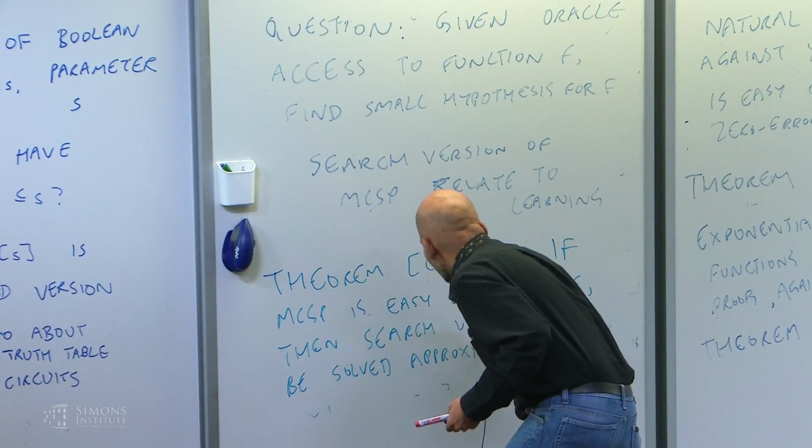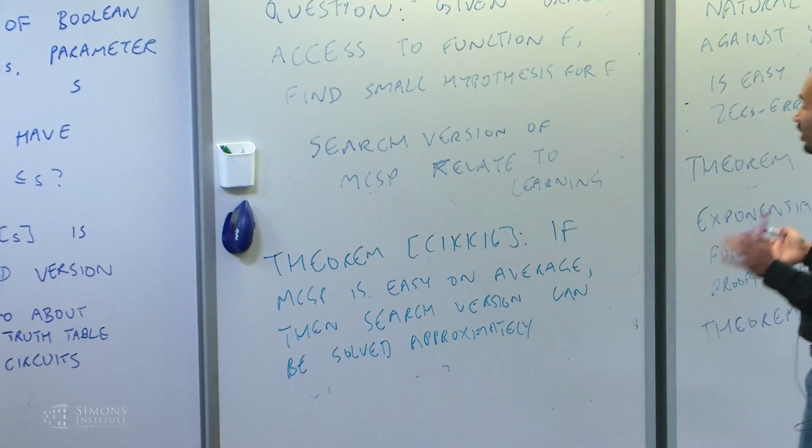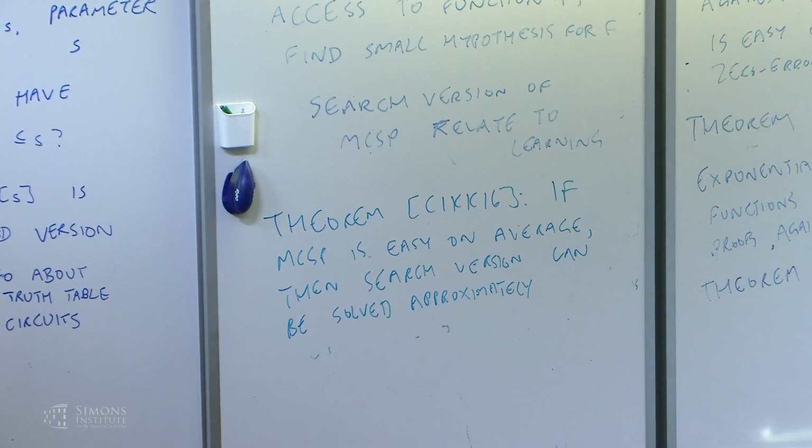So what do I mean here? MCSP is easy on average. We already defined what that means. What do I mean by the search version can be solved approximately?